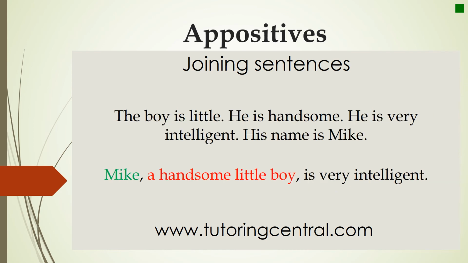Sometimes you have many really short sentences, and then it is a good idea to combine sentences in one way or another, and the appositive is one method for doing this. The boy is little. He is handsome. He is very intelligent. His name is Mike. So we have a lot of really short sentences here. We can combine them into one sentence. Mike, a handsome little boy, is very intelligent.